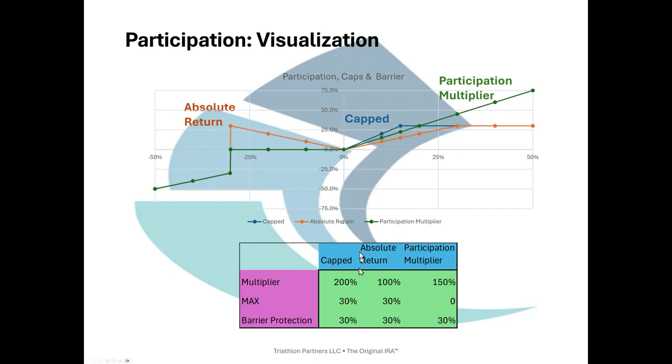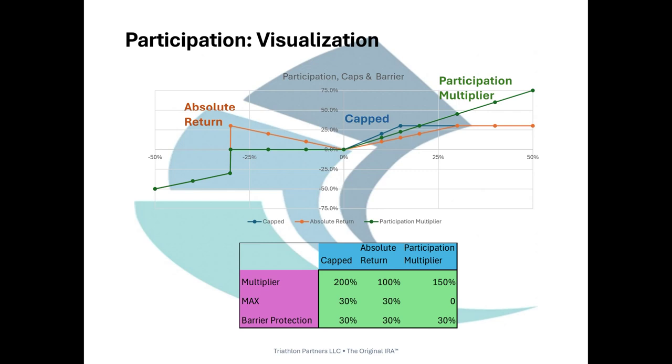Then we can go to the absolute return, whose participation multiplier is just 100%, but it's absolute, meaning that you'll get positive returns if the underlying index is negative. Now, it is subject to that barrier. So once we hit that barrier, the gains all disappear and you start losing money. But you can see you get gains on both sides that are equivalent.